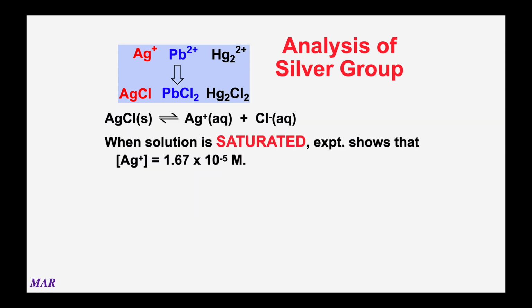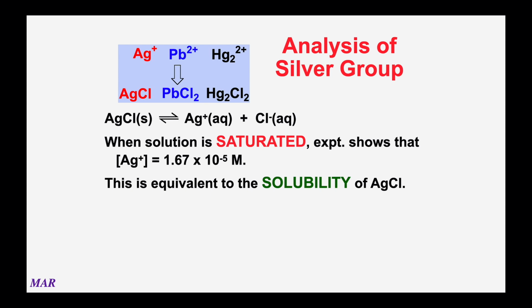People have studied the silver chloride reaction in a lot of detail, and they find that the solution is saturated, i.e. silver chloride solid begins to form, when the silver ion concentration is 1.67 times 10 to the minus 5 moles per liter. That's a pretty small concentration. It doesn't take a lot of silver ion to make this happen. The solubility of silver chloride then is also equal to this number, because if you go to 1.68 times 10 to the minus 5, just a little bit more, that's when you're going to start making a solid.